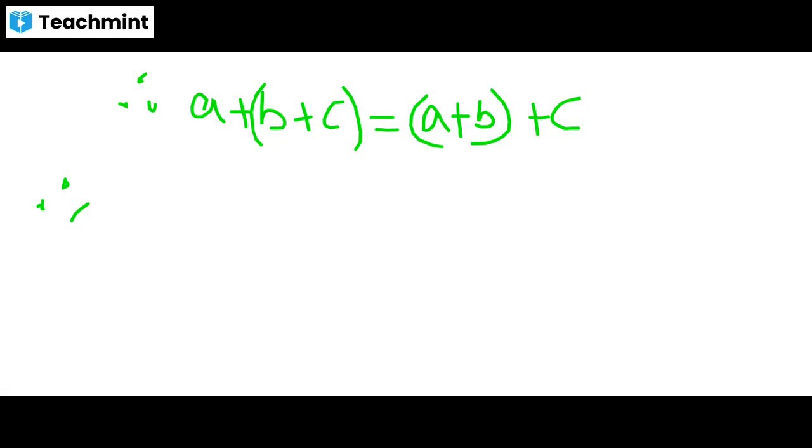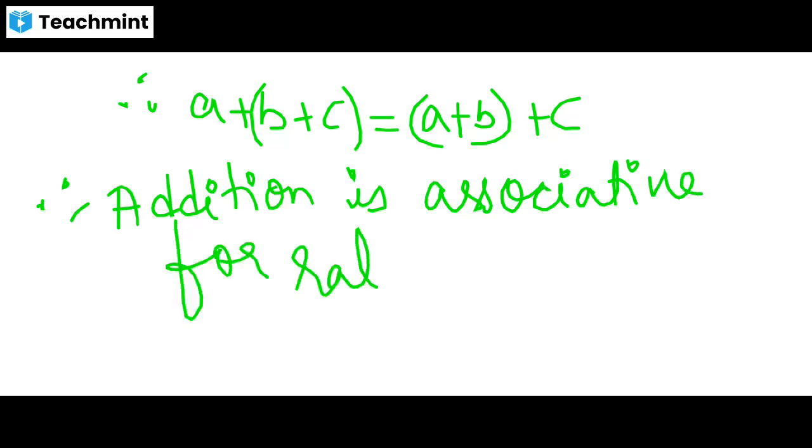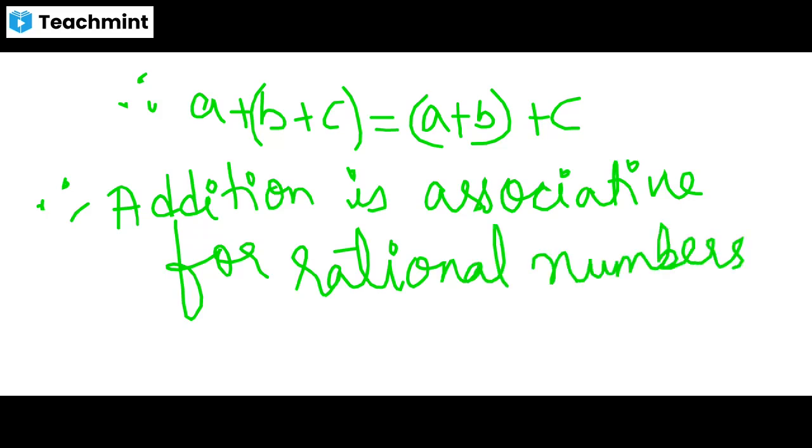So therefore, conclusion what you will write? Addition is associative for rational numbers. Very good. Understood, children? So this is about the associative property of addition of rational numbers. Then next we'll see for subtraction, multiplication and division.